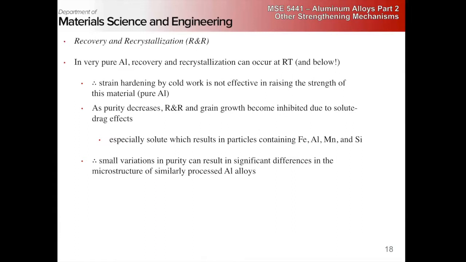Recovery and recrystallization in aluminum alloys. If we have very pure aluminum, recovery and recrystallization can occur at room temperature and below. So, anyone heard of a guy by the name of Carl Necker? He was a really good physical metallurgist. He worked at Los Alamos National Labs. He did a lot of important work on recovery and recrystallization in aluminum and copper.